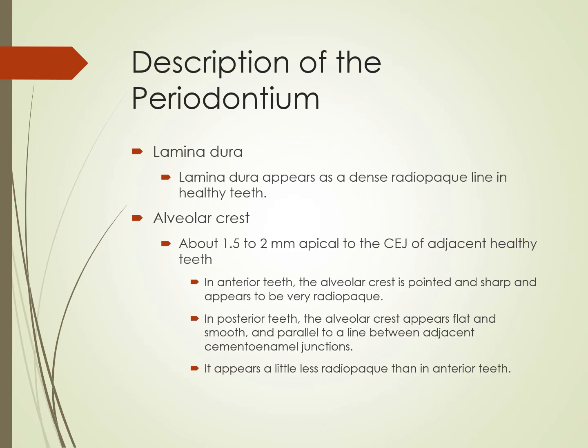So in anterior teeth, the alveolar crest is pointed and it's sharp. It appears very radiopaque. In posterior teeth, the alveolar crest appears a little flat. It's a little more smooth, and it's a parallel line between the adjacent cemento-enamel junctions, right? So it's not going to be this perfect arch the way it is usually in the anterior. It appears a little less radiopaque than it does in anterior teeth.